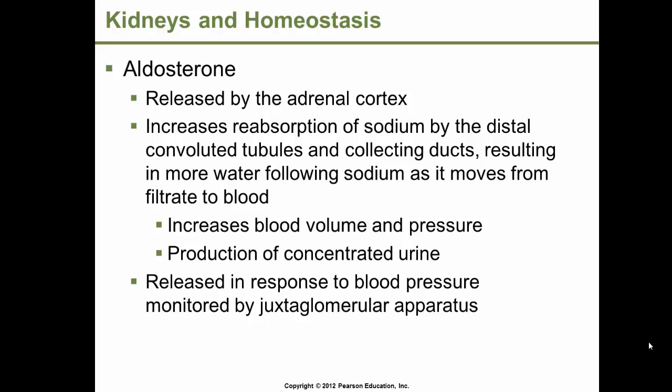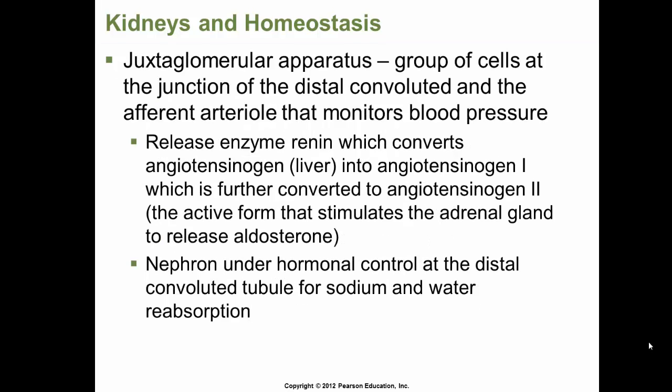Aldosterone is released in response to blood pressure that is monitored by the juxtaglomerular apparatus. The juxtaglomerular apparatus is a group of cells at the junction of the distal convoluted tubule and the afferent arteriole that monitors the blood pressure.